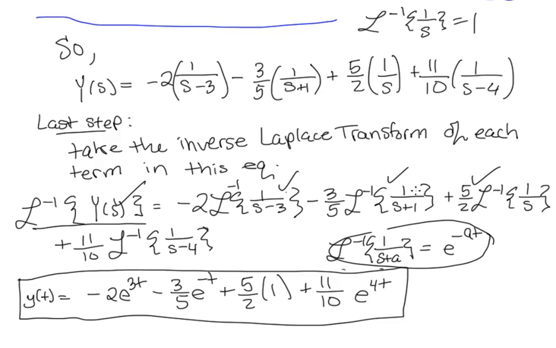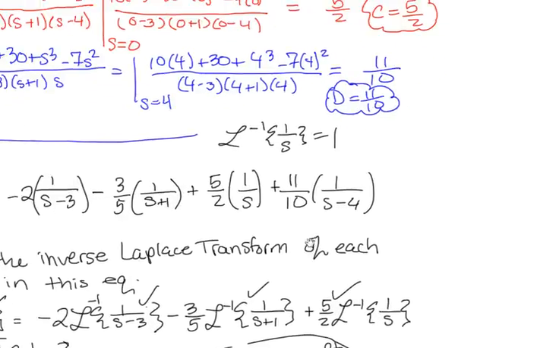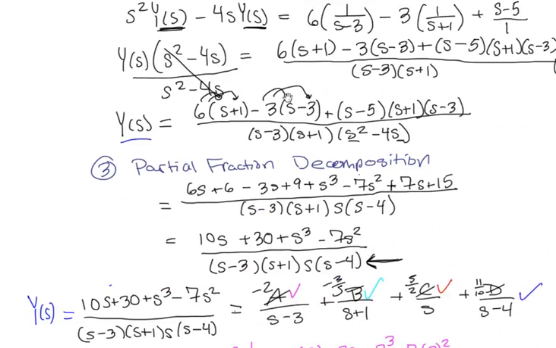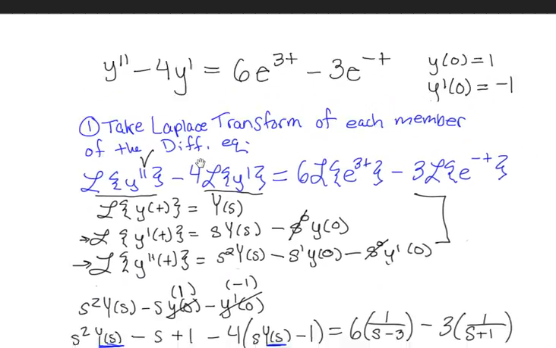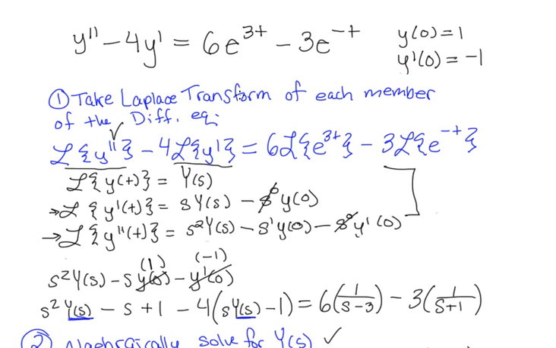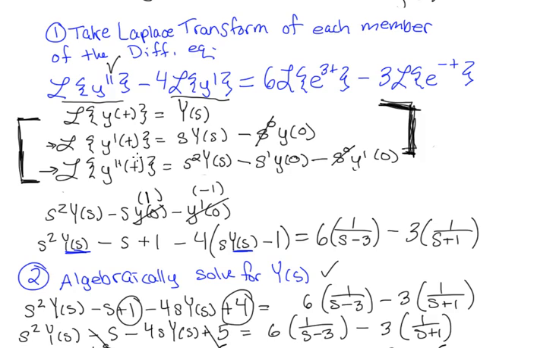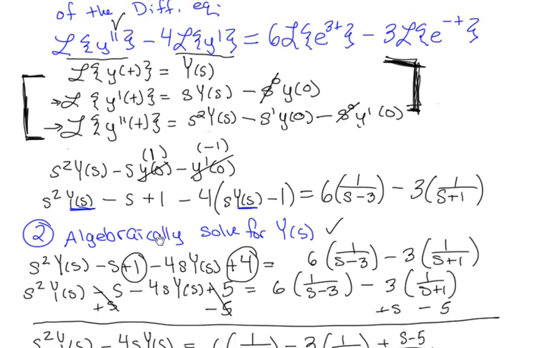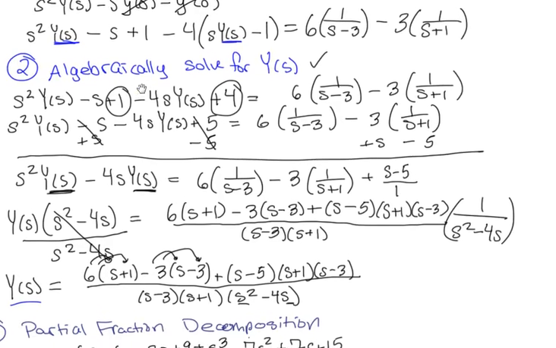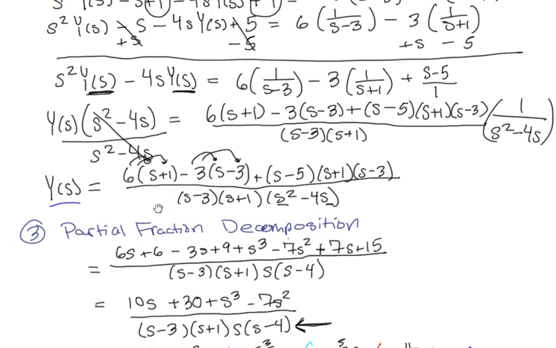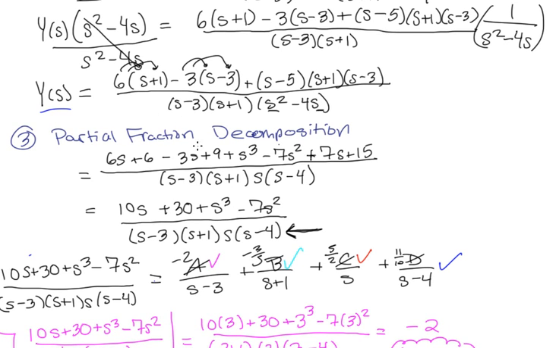Okay. So basically, to recap really quickly, first we took the Laplace transform of each member of this differential equation. By doing so, we had to know what the Laplace transform of derivatives are, which is this. So we need to know the Laplace transform of our first derivative and our second derivative. Then we algebraically solve for capital Y of s, so it was just a lot of algebra here. Then we got this. And then we just simplified it and did a partial fraction decomposition.